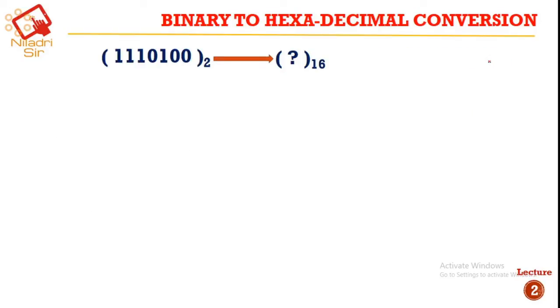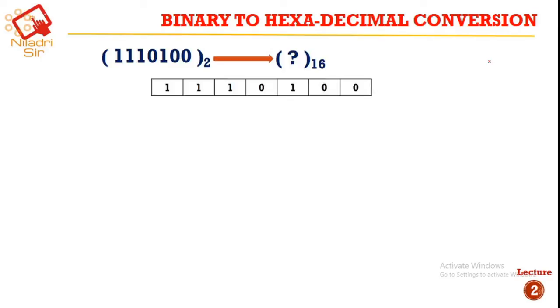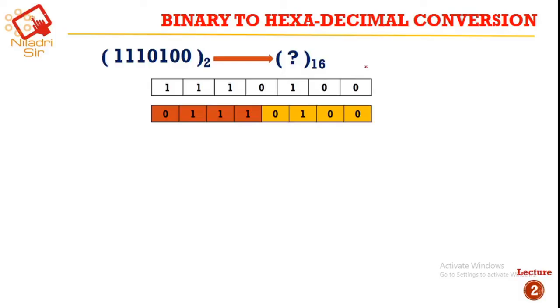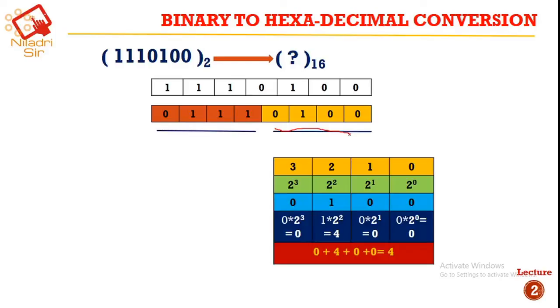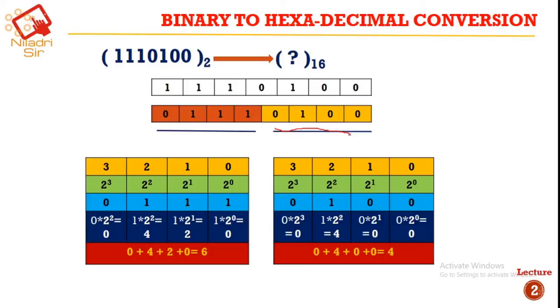Next, binary to hexadecimal. So this is the binary number. We will now make groups of 4 digits. So this is a group of 4 digits. The decimal equivalent of this portion is 4, and this portion is 6. So the answer is 64.